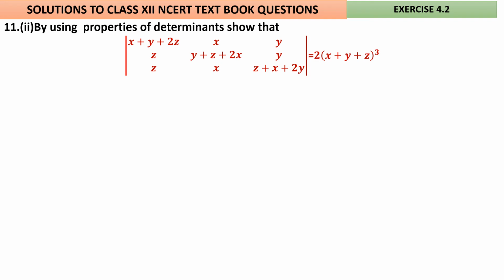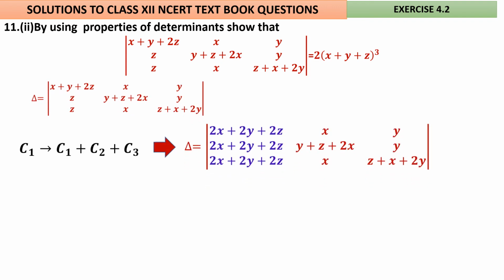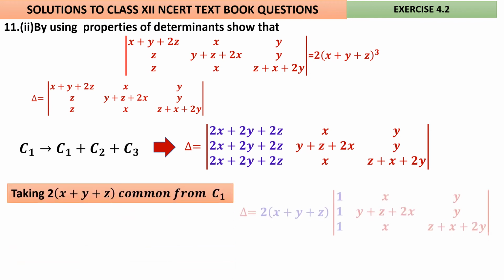Here you are seeing that when I add column 1 with column 2 and 3, I will get everything doubled, that is 2x plus 2y plus 2z. Already you are having 2z there. If we add x with that, y with that, it will become 2x plus 2y plus 2z. So I will write C1 as C1 plus C2 plus C3, because I am getting 2x plus 2y plus 2z everywhere in the first column. So take it outside from column number 1.